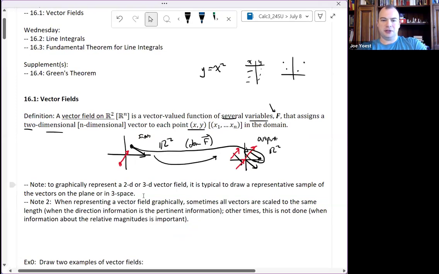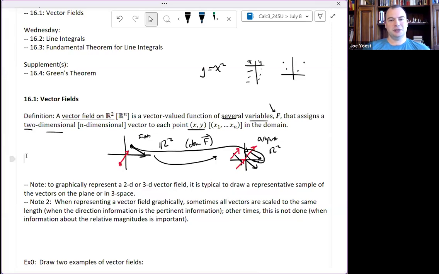So a couple of notes. Similar thing here: when we represent a vector field graphically, we tend to overlay the input and output spaces. So we take a sample of points that are input points. For each of those input points, we get an output vector, and we attach the initial point of that vector to that input point. And that gives us a graphical representation of a plane in this case, or maybe an n-dimensional object that has a whole bunch of vectors pointing in all different directions on it.